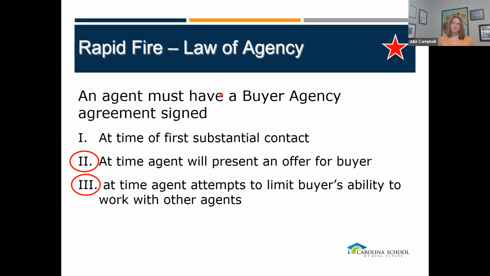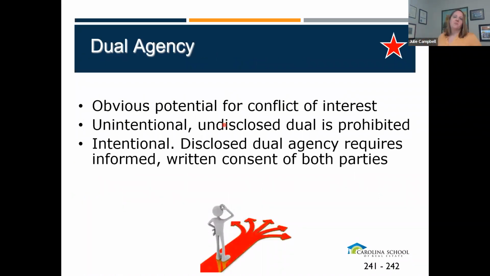Questions? Let me say one more thing before we take a break. Last thing before we get to the math, guess what we get to do after break? Page 241, we talk about dual agency again.